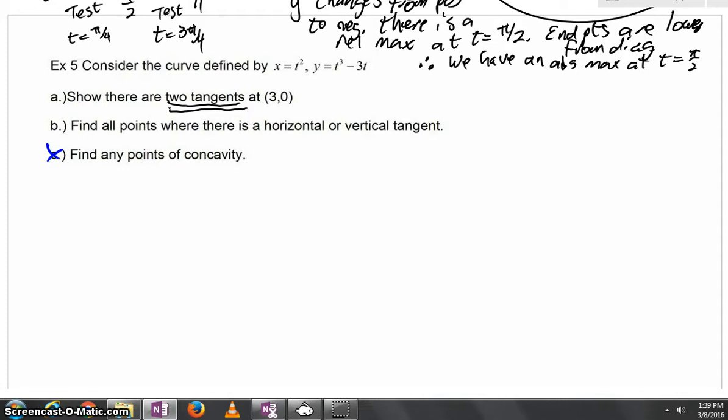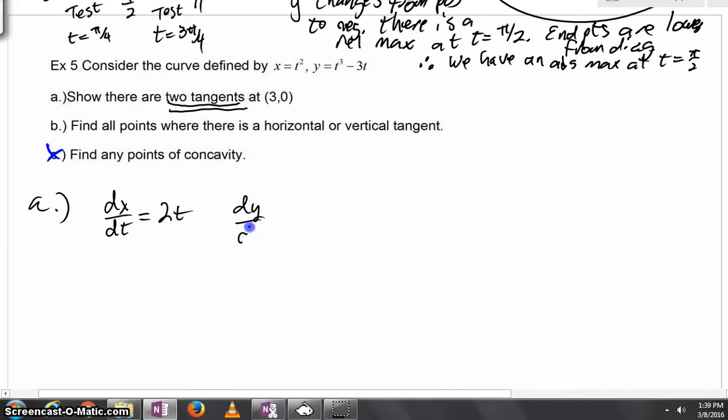Guys, if you're talking about 2 tangent line slopes, what do we have to take? A derivative, right? We need to take a derivative. Help me out. What's dx dt? That's 2t. And what's dy dt? 3t squared minus 3. And then kids will correctly say, now dy dx is dy dt all over dx dt.